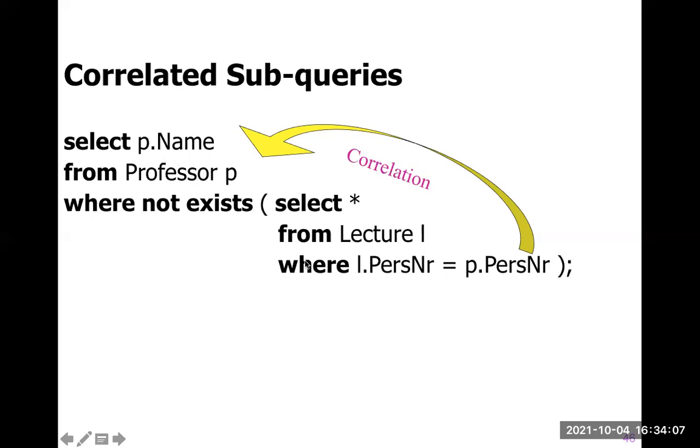the outer table individually. So I look at the first professor, select all the lectures for exactly this professor, and if the list is empty, then NOT EXISTS returns true, and that's exactly the professor I search for. So I search for professors without lectures. And if the list of lectures contains at least a single lecture, NOT EXISTS returns false. So we skip this professor and don't add his or her name to the output.